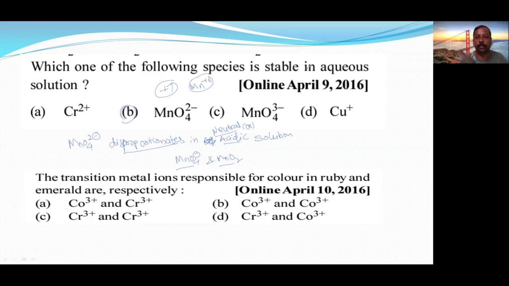Now let's see the next question. You can try on your own. This is just a memory based question. Both will contain Cr3+ only. Actually, ruby is related to Al3+, and emerald crystals are composed of beryllium and aluminium. In this aluminium, if you want color, then it will be replaced with chromium. So the answer is C. Both will contain Cr3+.